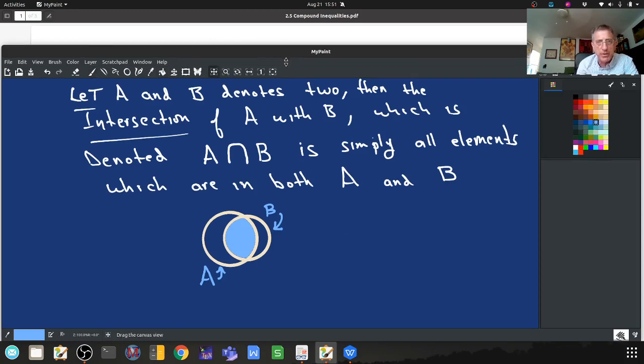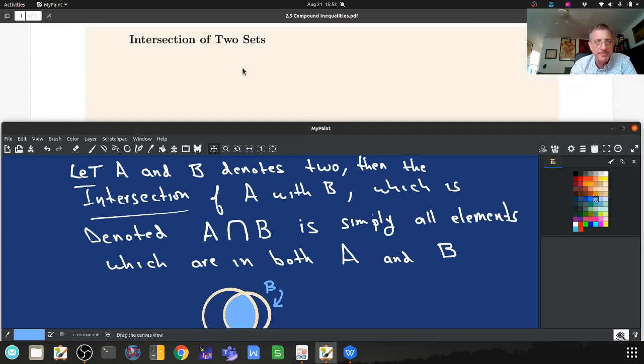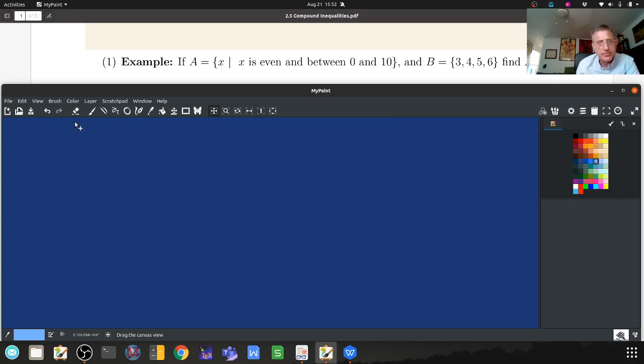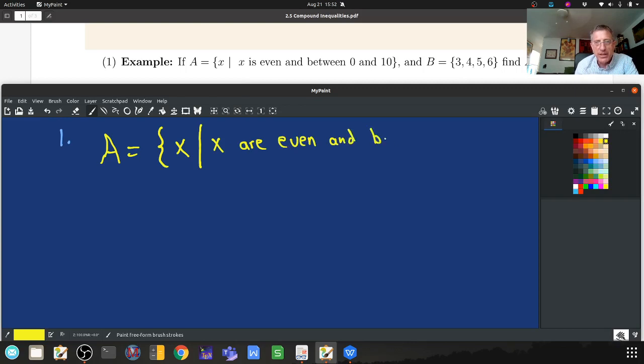Let's actually look at a specific problem so you can see just how this works out. So let's look at example 1. Let A be, this is the set. So let's see if we can figure out what's in A. A in this case is just a name of a set. X, remember X stands for real numbers. The vertical bar is read such that those real numbers, I'm going to use are because it's better sounding than is, are even and between 0 and 10. So that's called set builder notation.